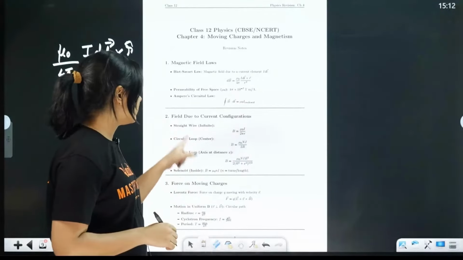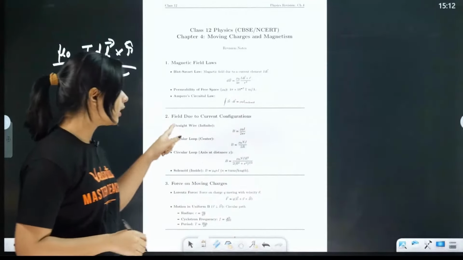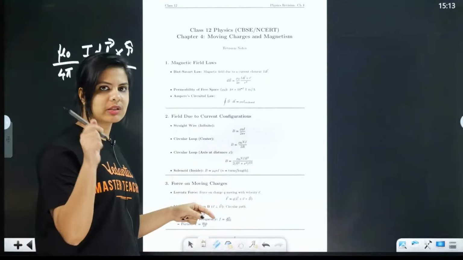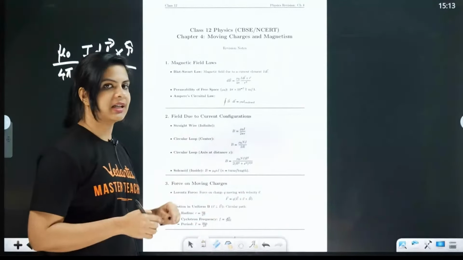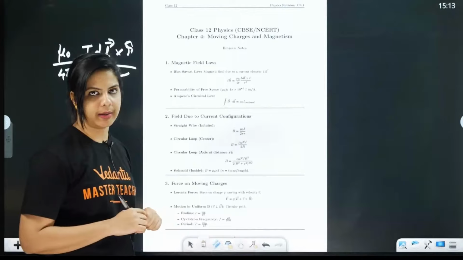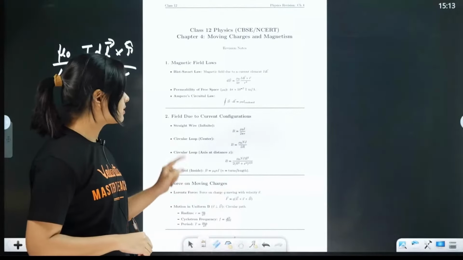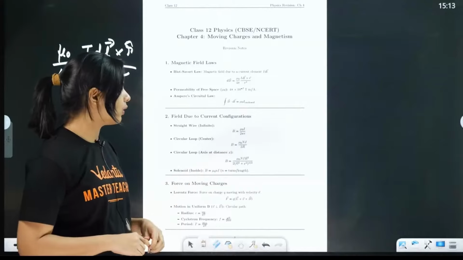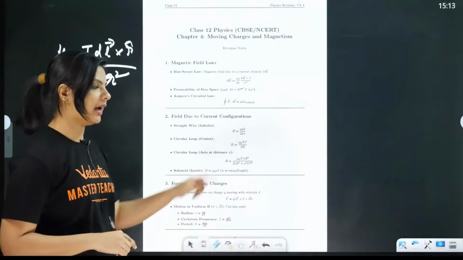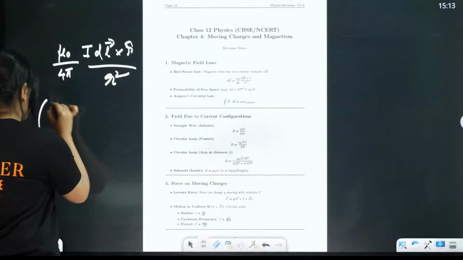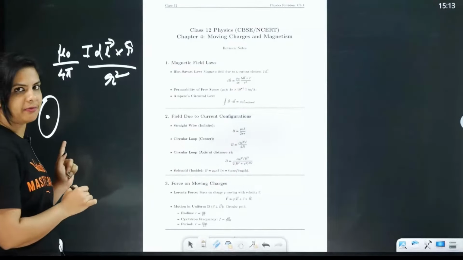Next, we should find the field due to current configurations. We have an infinite long wire. We will use Ampere's law only and we will get it as mu 0 I divided by 2 pi r. Okay? R is the radius. Next, the circular loop. For the circular loop, we can say mu 0 n I divided by r at the center. So the value at the center we have mentioned right now.